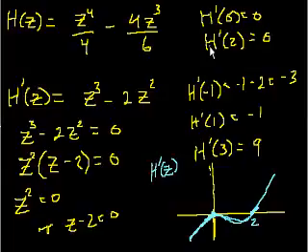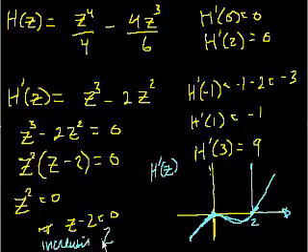But from the monotonicity theorem, what do we care about? We care about the intervals where the derivative is positive and where the derivative is negative. So the derivative is positive for all of these values, for z greater than 2. So using the monotonicity theorem, we could say this function is increasing when z is greater than 2. So let me write that: increasing when z is greater than 2.